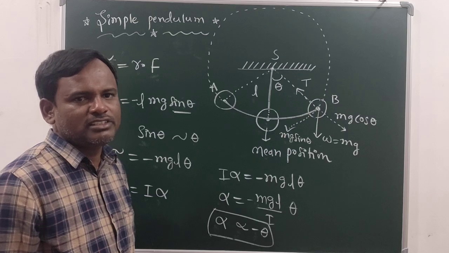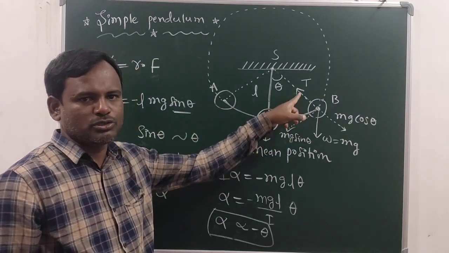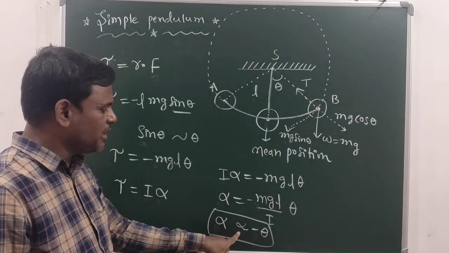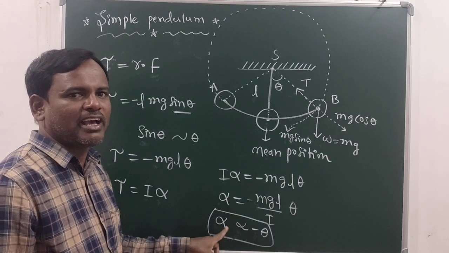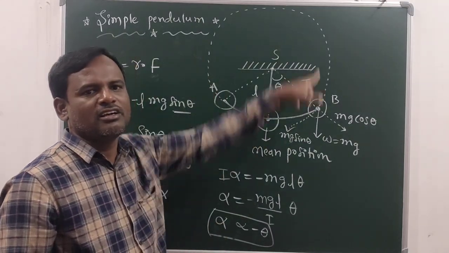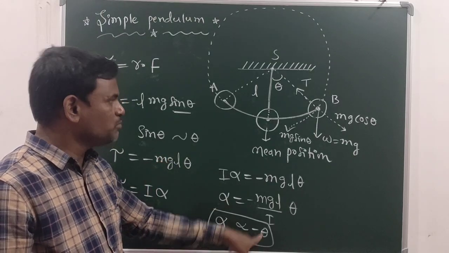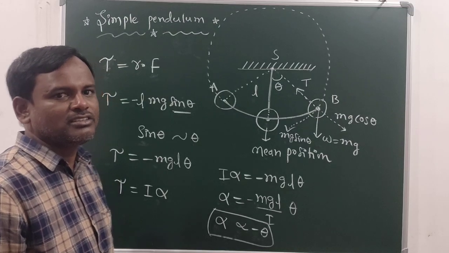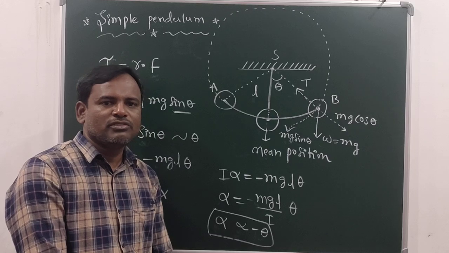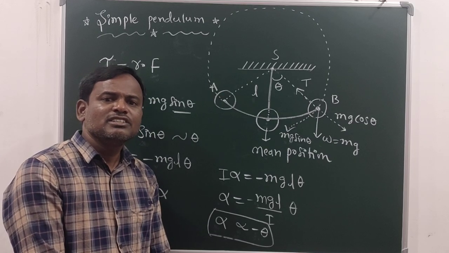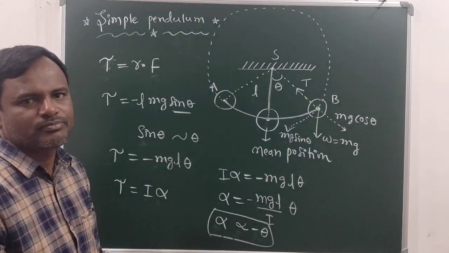Hence, in this case, this bob is also following the two conditions. It is in to and fro motion, and acceleration is directly proportional to the displacement in the opposite direction. But here acceleration is called angular acceleration because it is under rotatory motion. Hence we have to use the word angular acceleration. So here displacement is theta. Hence, what do you have to call this motion of the simple pendulum? It is a simple harmonic motion. Okay, I hope you have got it.